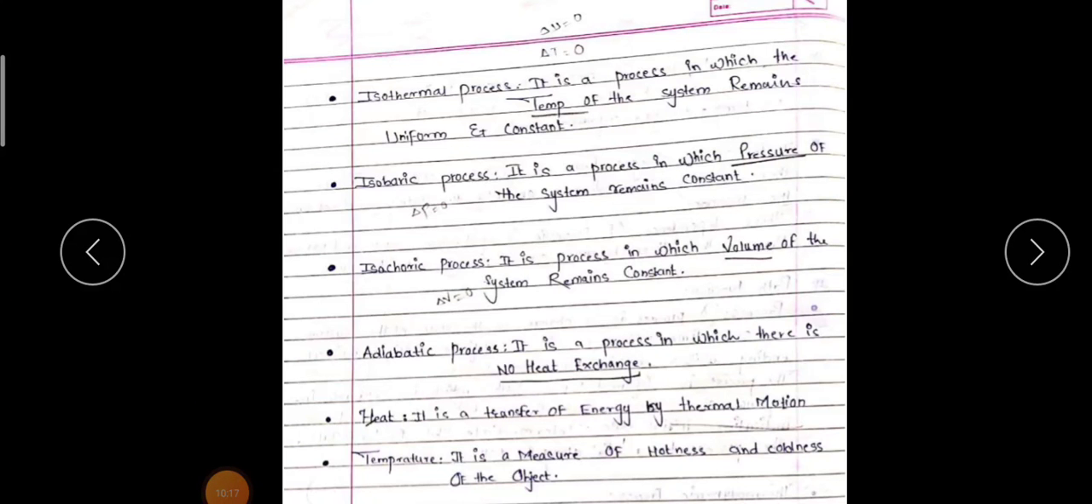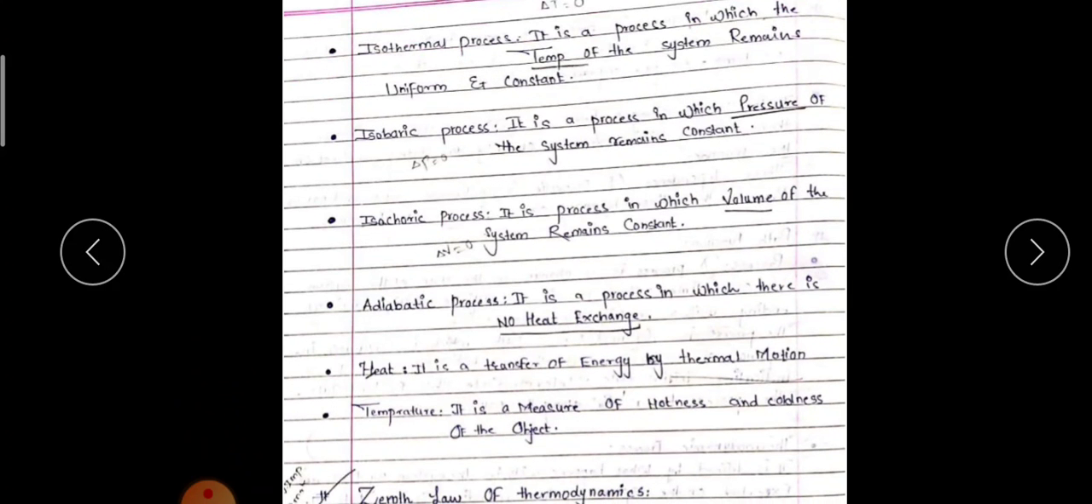Then isochoric process is a process in which the volume of the system remains constant. Dot dot dot is a process in which the volume of the system remains constant, or there may be: isochoric process is a process in which dot dot of the system remains constant, that is volume, that you have to write as the answer.